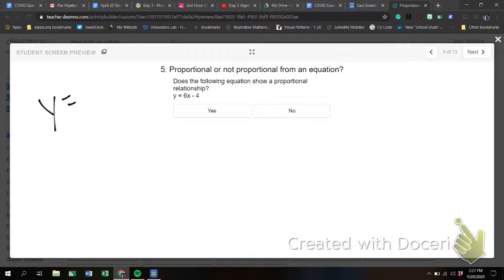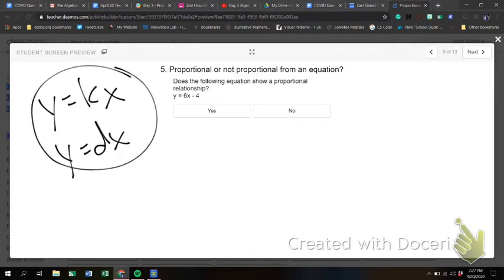They also are always in this form. You'll see it as either one of these, k being the constant of proportionality, d being direct variation. Is it in this form?